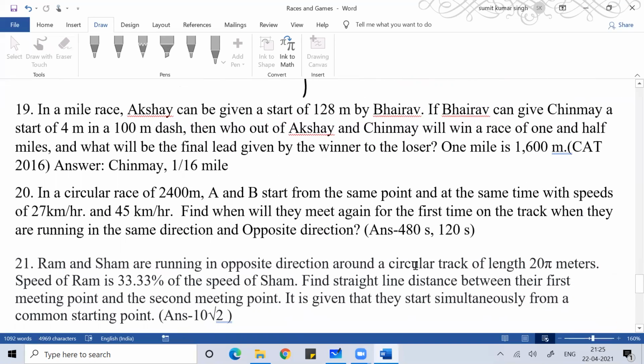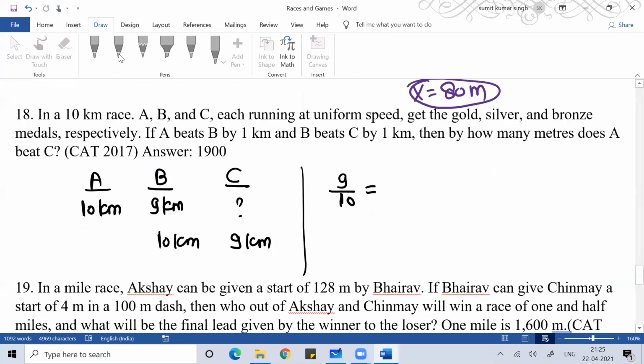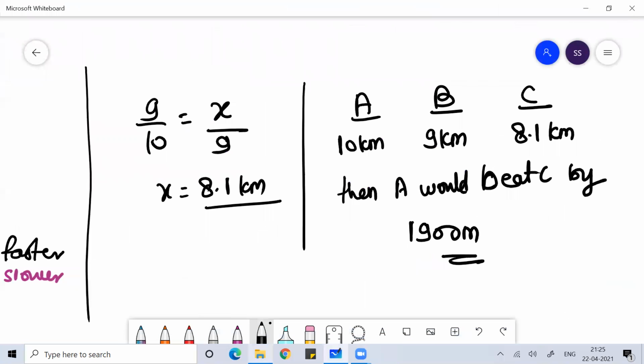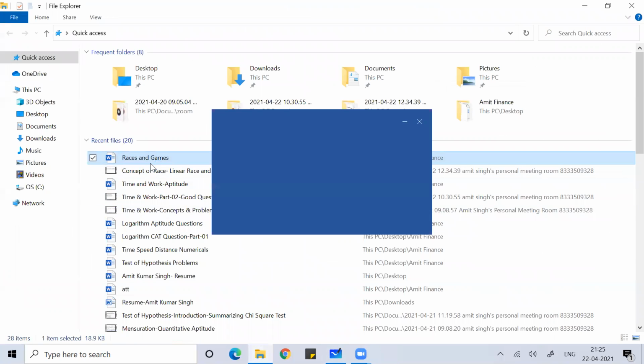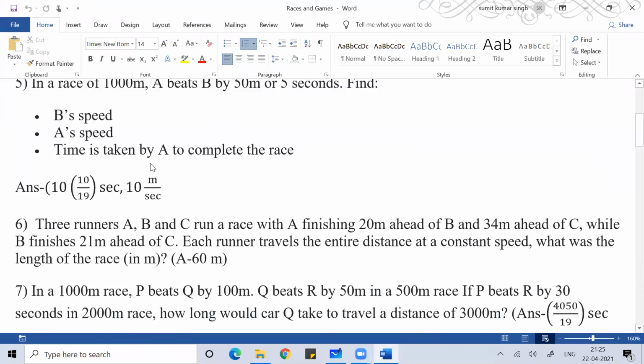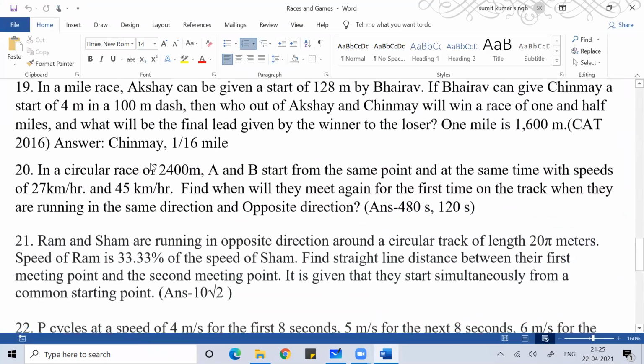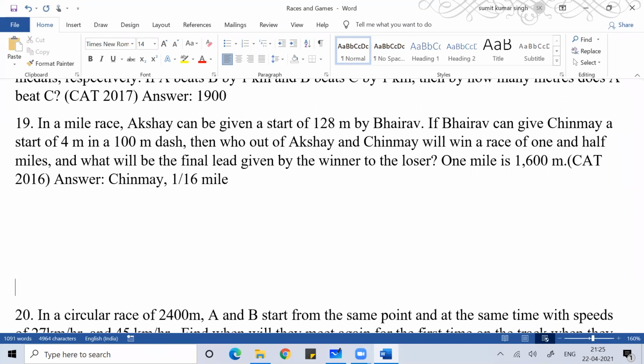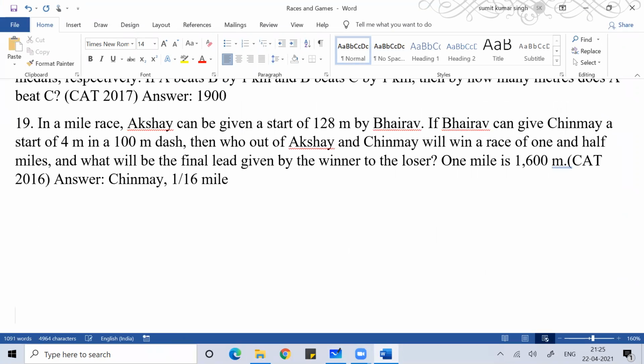Next, you can see question number 19. In a mile race, Akshay can be given a start of 128 meter by Bhairo. Bhairo can give Chinmay a start of 4 meter in a 100-meter dash.